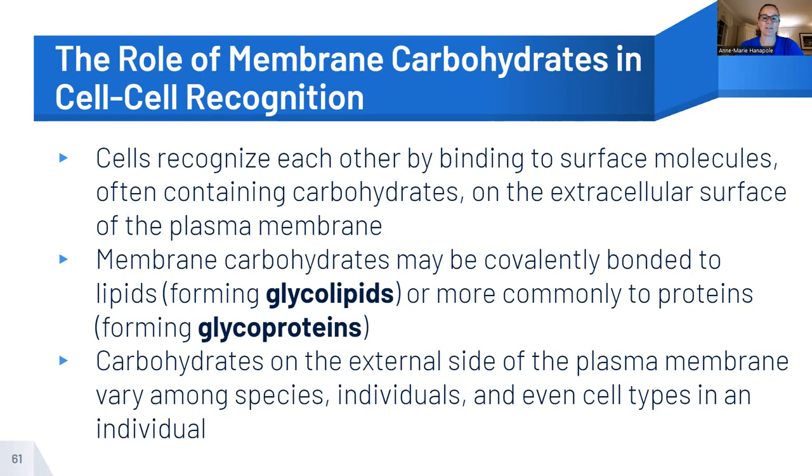So the carbohydrates on the external side of the plasma membrane are going to vary among species. So they're going to be different from species to species and individual and even cell types in an individual. So they all help with cell recognition from one cell to another.